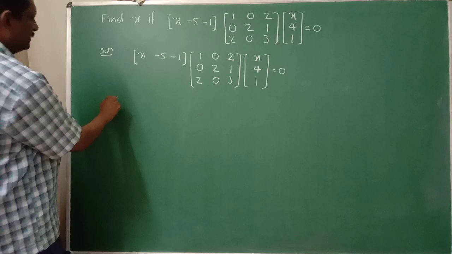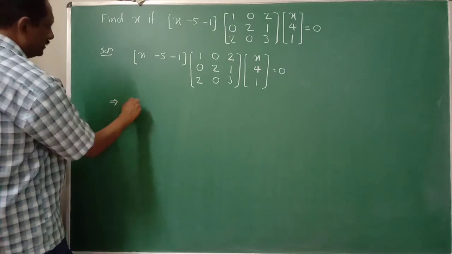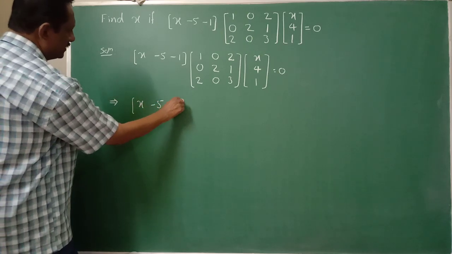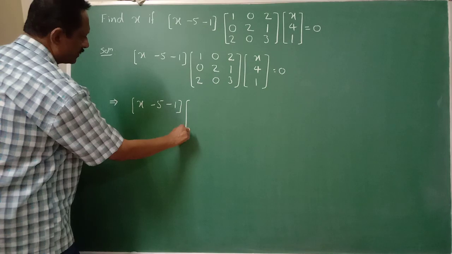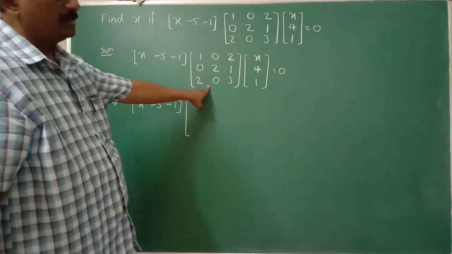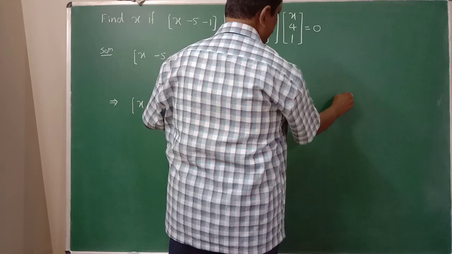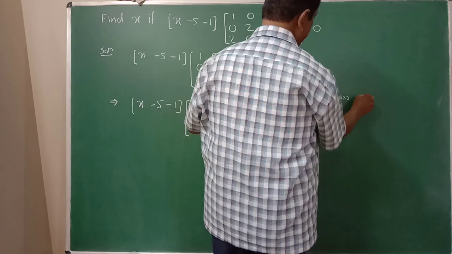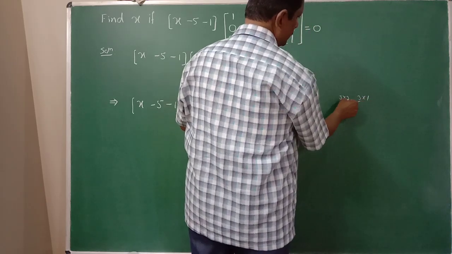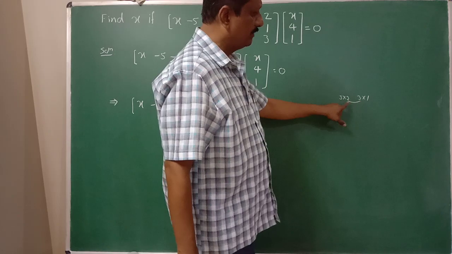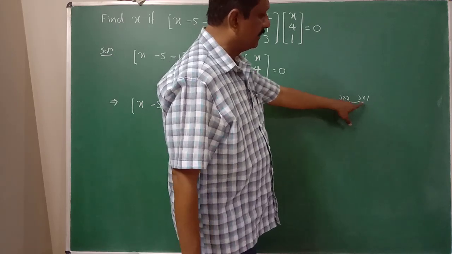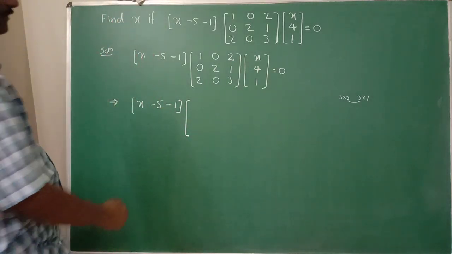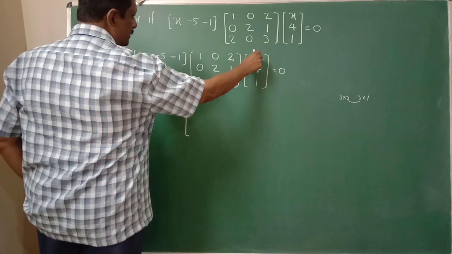Therefore this implies, write this one as it is: [x minus 5 minus 1] into, here it is a matrix of order 3 into 3 and it is a matrix of order 3 into 1. These two are the same, so you can multiply. After multiplication you will get a matrix of order 3 into 1. It contains 3 rows and only 1 column. Hence multiply this row with the column.